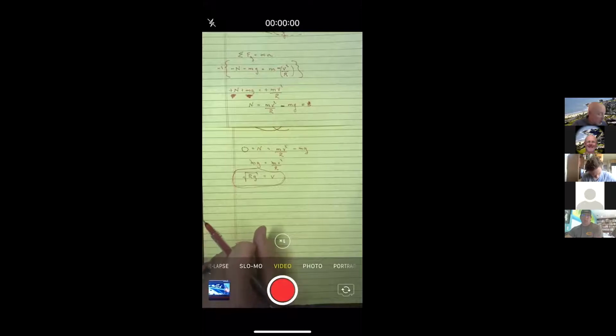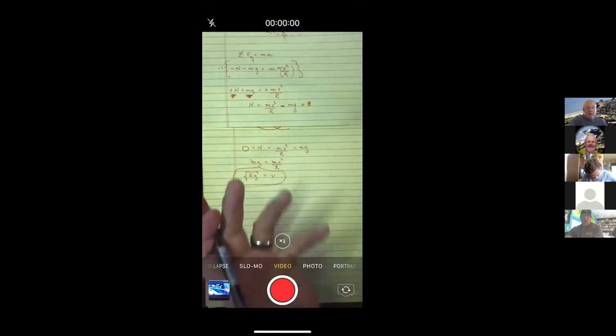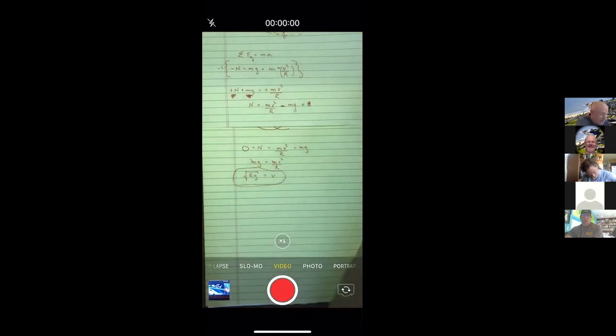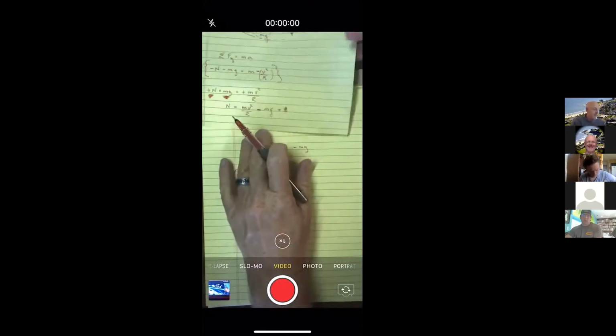And anything slower than that requires an upward normal force. Okay. I'll say it again, roller coasters do that for a safety reason. Something can go wrong. But if everything goes right, they go faster than this minimum speed.